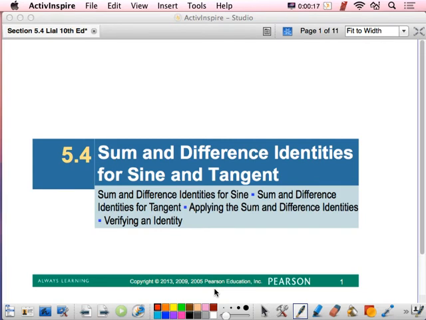Now, the sine ones are just like the cosine, just a different order, so I'll show you those. Tangent's the one, the tangent sum and difference, where if you're going to have any trouble, that's where you're going to have it, because they involve fractions, and sometimes fractions inside of fractions. So you want to make sure you pay close attention and ask any questions when we come to those.